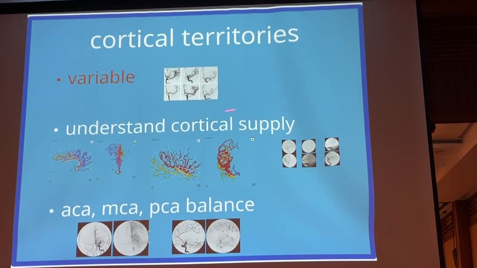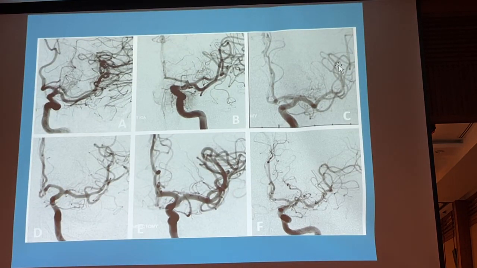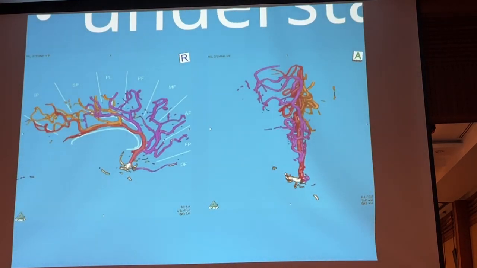If we look at the cortical territories of vessels, these are highly variable. So these are just different examples of accessory MCA vessels, some small and some large. Trying to separate cortical territories out was done by Salomon in trying to draw out sulcal markings on angiograms to imagine where they are, and then superimpose vessels on top of that.